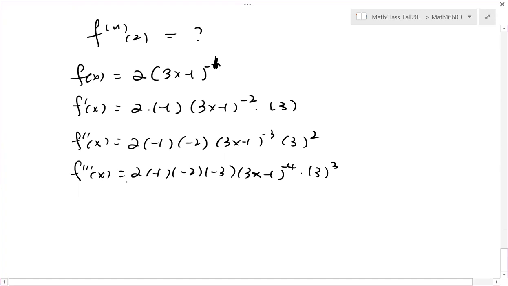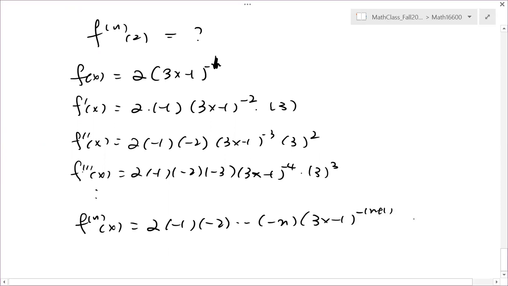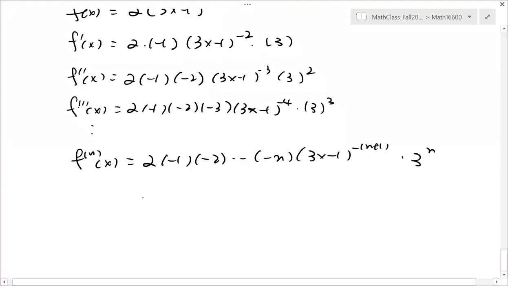So then you look at it, okay, here's the third derivative, then I have 1, 2, 3, right? Here's 4, here's 3 cubed. So I believe that the nth order derivative is still 2, and then negative 1, negative 2, all the way to negative n, then (3x minus 1) to the negative n plus 1, then 3 to the power n. So you have to write this general form. All right, then let's say here's negative 1 to the power n, and 2. Then you have an n factorial showing up. Then here's 3 to the power n. Okay, then you have (3x minus 1) to the negative n plus 1. So that is the general formula for the nth order derivative.